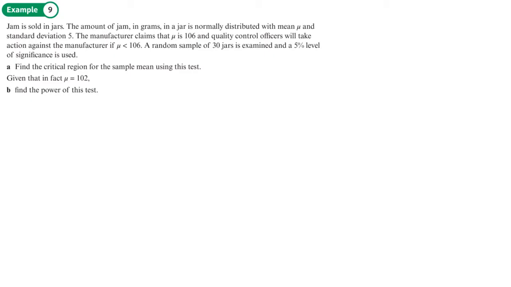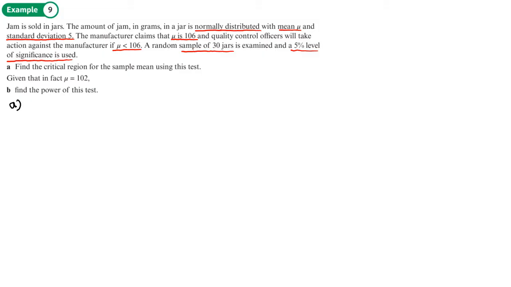Okay, so we've got jam which is sold in jars. The amount of jam in grams is normally distributed. We have a mean here of mu and a standard deviation of 5. The manufacturer claims that the mean is 106, and quality control officers will take action against the manufacturer if the mean is less than 106. A random sample of 30 jars is examined and a 5% level of significance is used. Part A, find the critical region for the sample mean using this test.